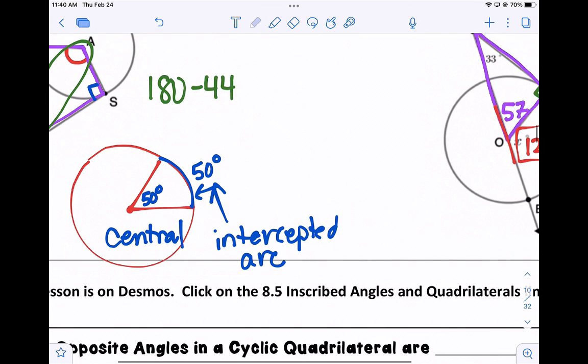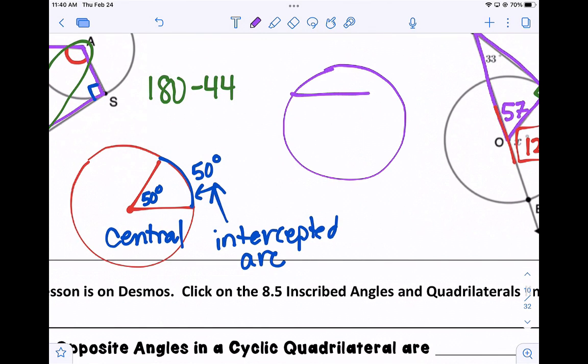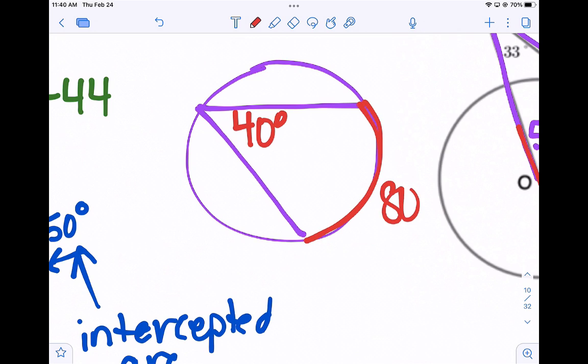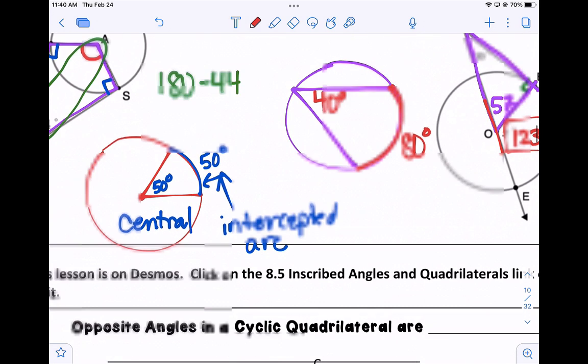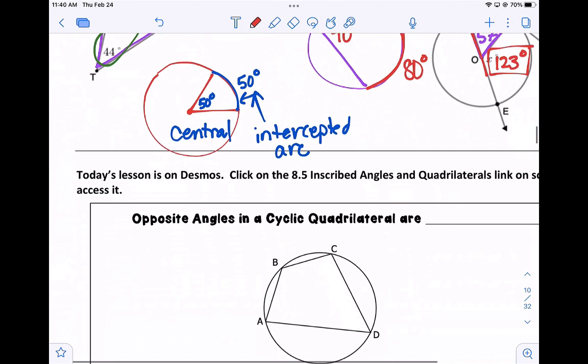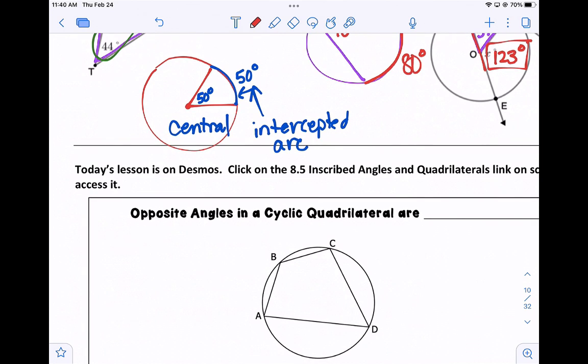And then we also looked at, the next day, inscribed angles and the intercepted arc. So if we have an inscribed angle that's like 40 degrees, then the measure of the intercepted arc will be double that, 80 degrees. So when we play the game, we'll practice identifying those central angles, the inscribed angles, and the intercepted arcs, and then figuring out the certain angle measure: is it the same, double, or half of what is given? The lesson will be on Desmos, so you're going to go to Schoology.